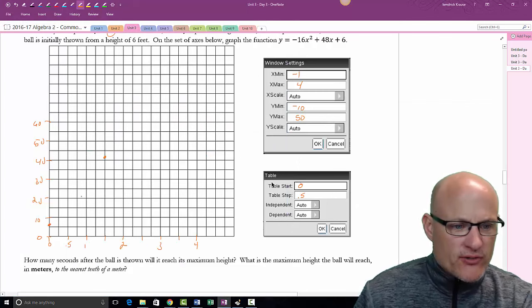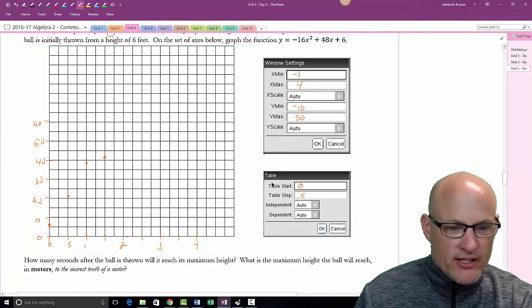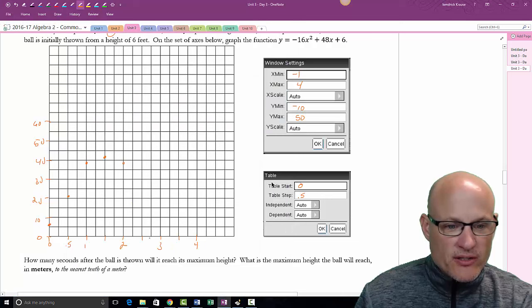0.5 is 26. 1 is 38. Now this may or may not be symmetrical, I don't know. 1.5 is 42. 2 is 38. Looks like it is. Probably 2.5 will be 26. 3 will be 6.